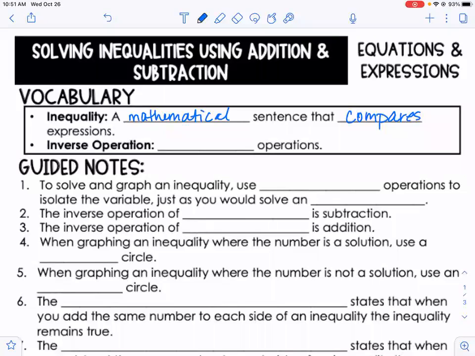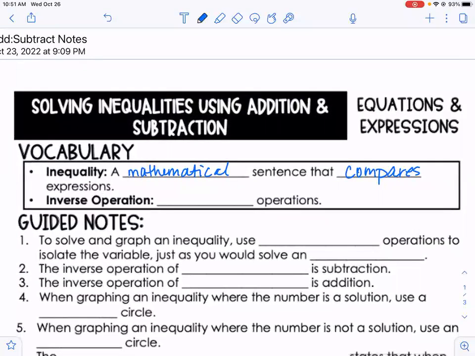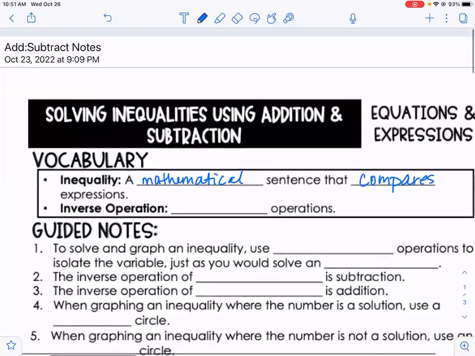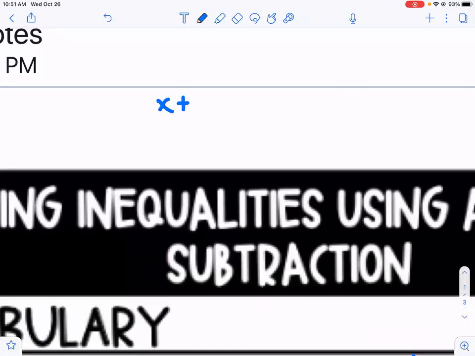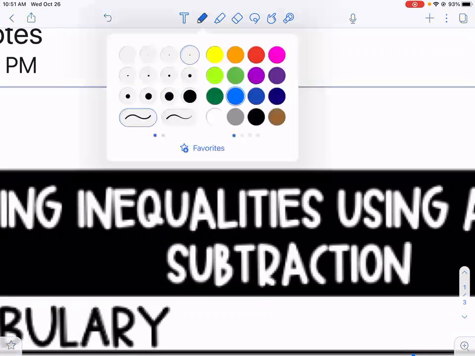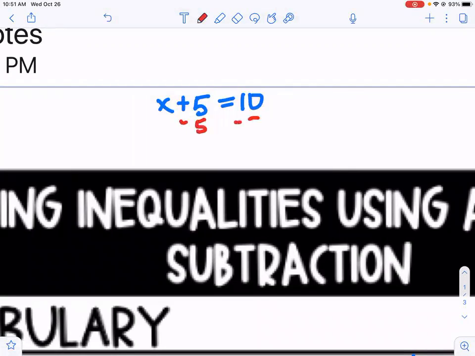So let me ask you this. So if x plus 5 equals 10, Ryan, what is my process to get x by itself? We would subtract 5 from both sides.